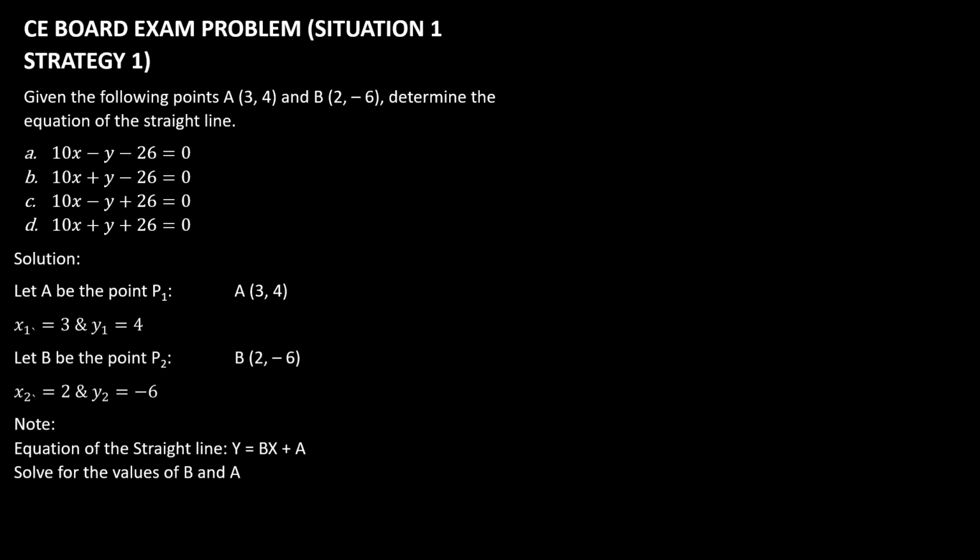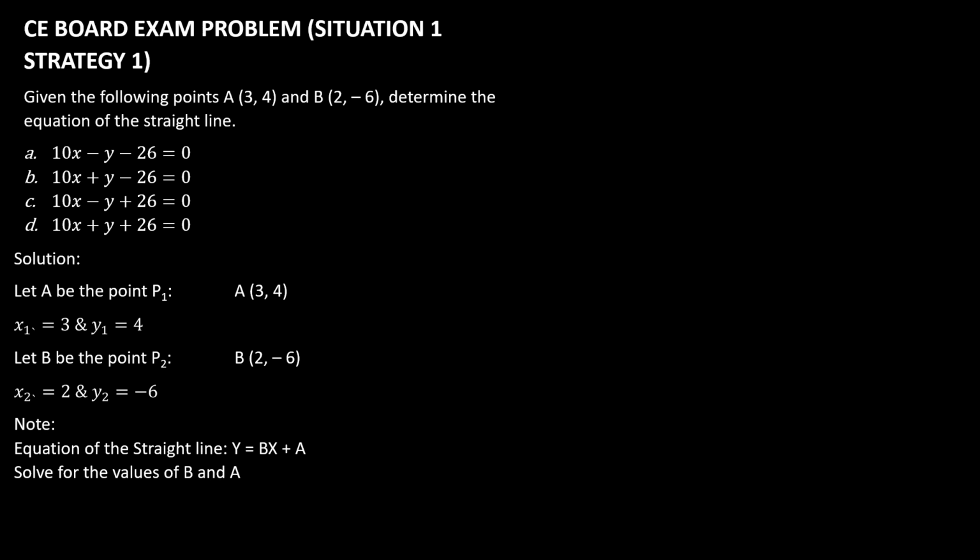To start the solution of our given CE board exam problem, let us start first with this. Let A be the point P1, where A is (3, 4), the abscissa and ordinate, wherein x sub 1 is equal to 3 and y sub 1 equals 4. Then let B be the point P sub 2, (2, -6), wherein x sub 2 is equal to 2 and y sub 2 equals negative 6.